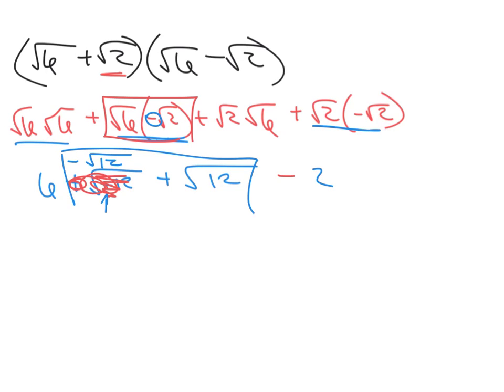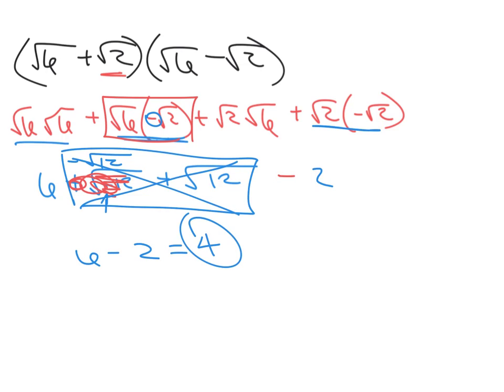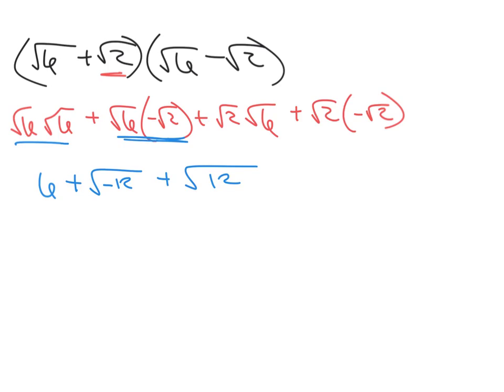Alright, these two here, a negative square root of 12 and a positive square root of 12 cancel. 6 minus 2 equals 4, and that's the same answer I got when I did it the other way. Alright, so a couple more examples, and then we will be done with this lesson.